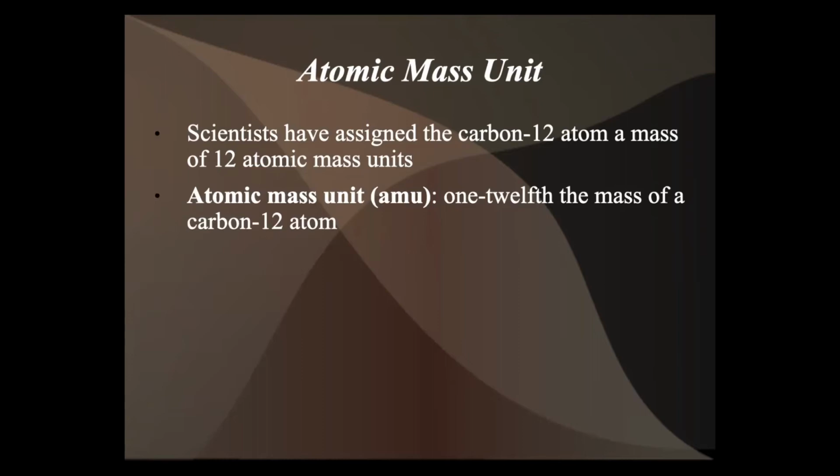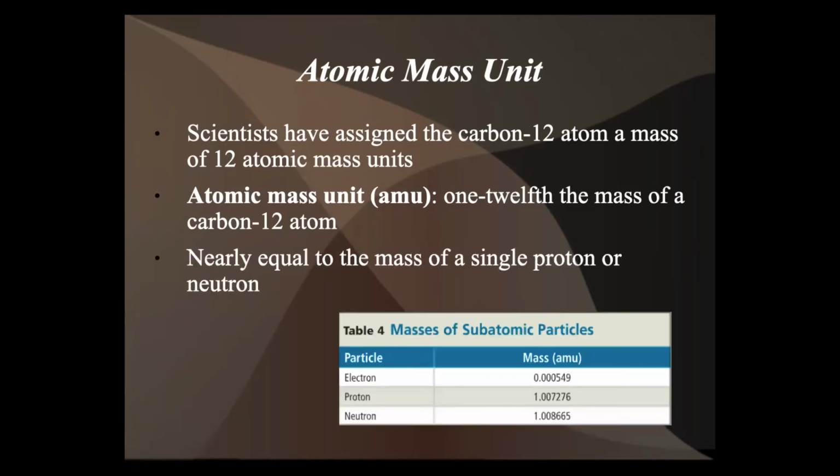Usually you will see AMU as the abbreviation. You might just see it as U for the abbreviation of the unit. So AMU or U for the abbreviation. It's how we measure the mass of very small things like protons, neutrons, and atoms. And then a neutron and a proton are both roughly one atomic mass unit.